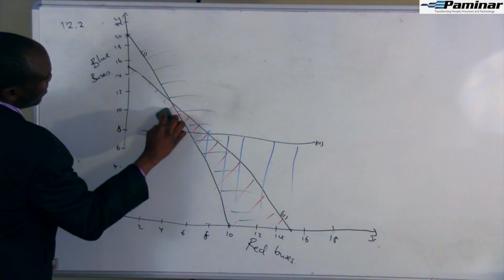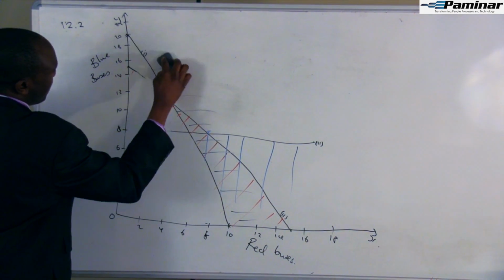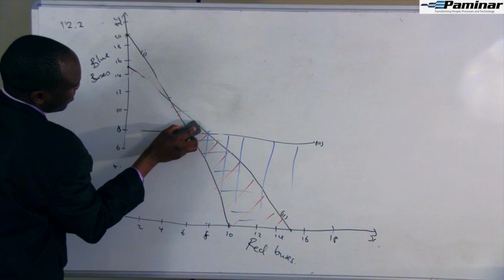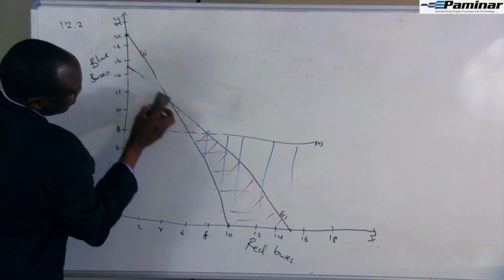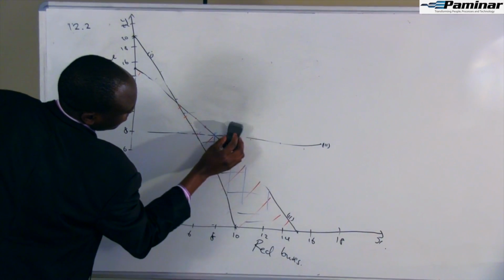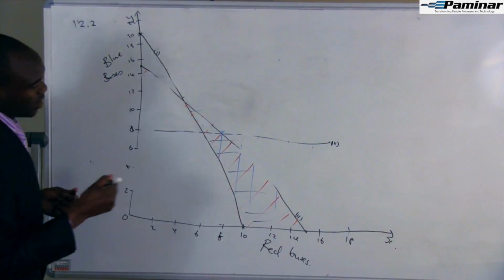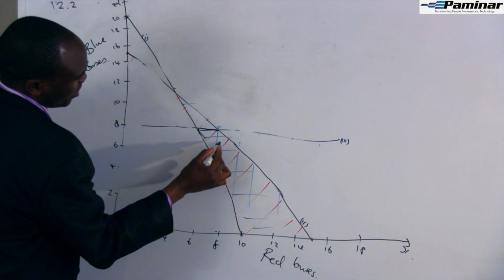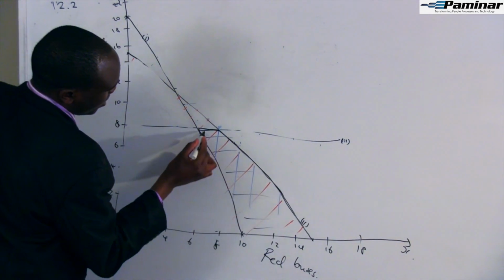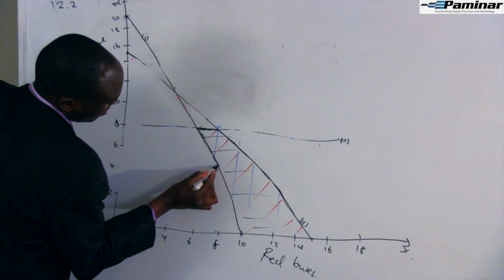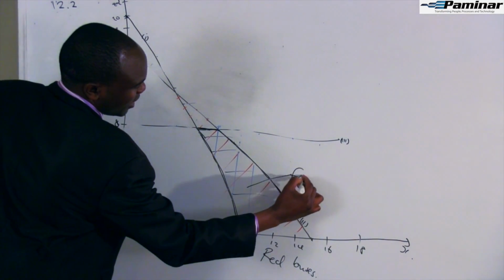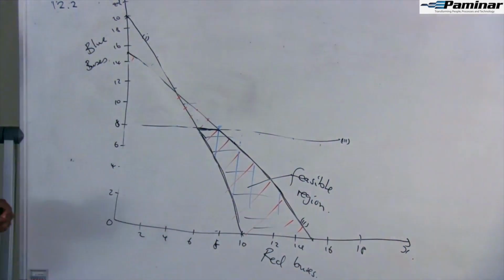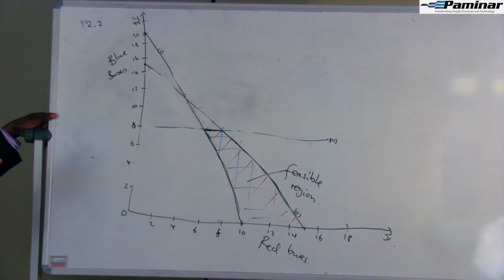Okay. So when you have shaded there, you get your full marks. This region here is the feasible region. You can even write this down. Okay, that's it. So we're done with that one.